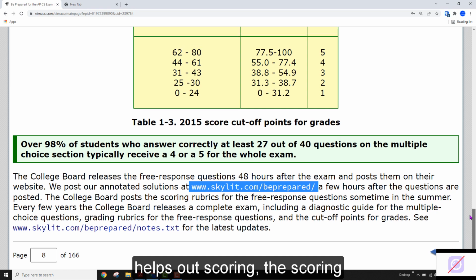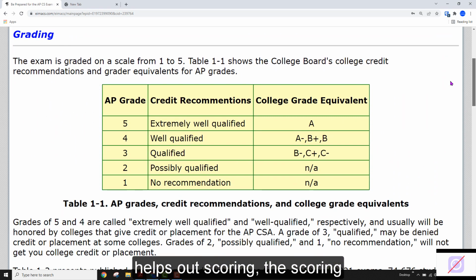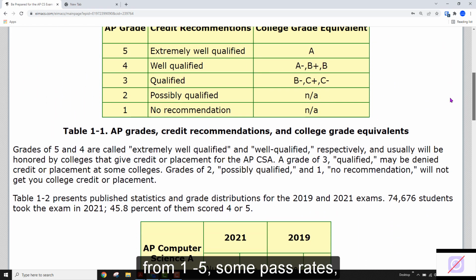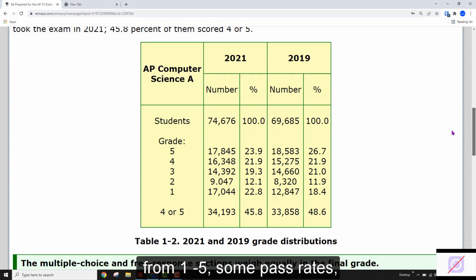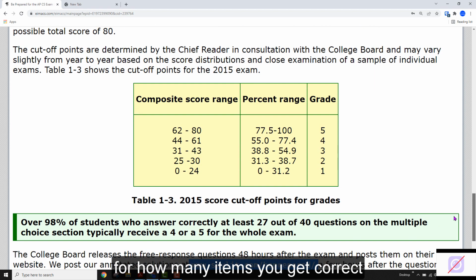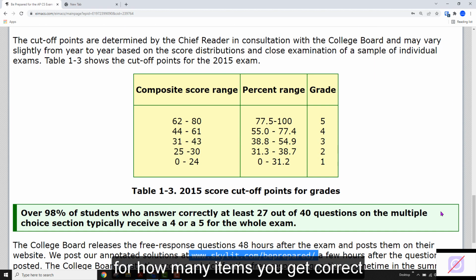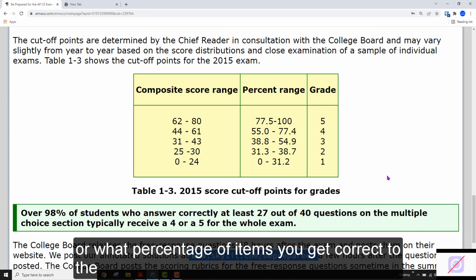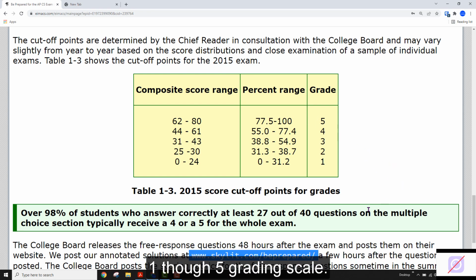So I hope that helps out. The grading scale from 1 through 5, some pass rate stats, and some correlations for what percentage of items you get correct to the 1 through 5 grading scale.